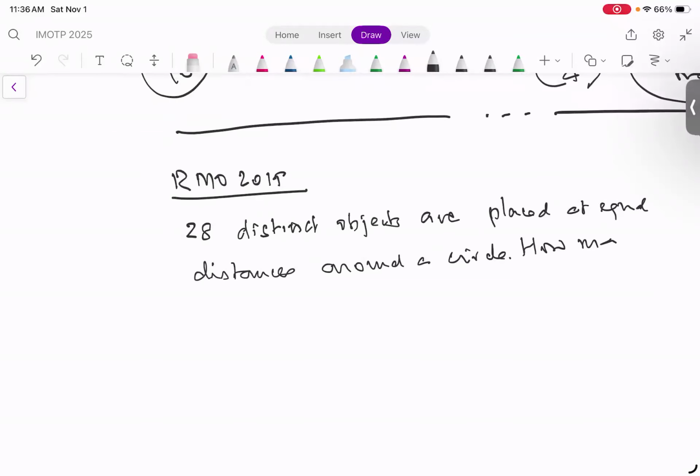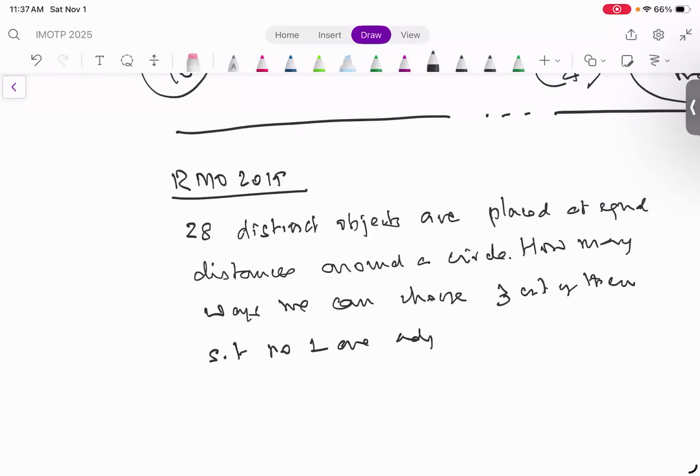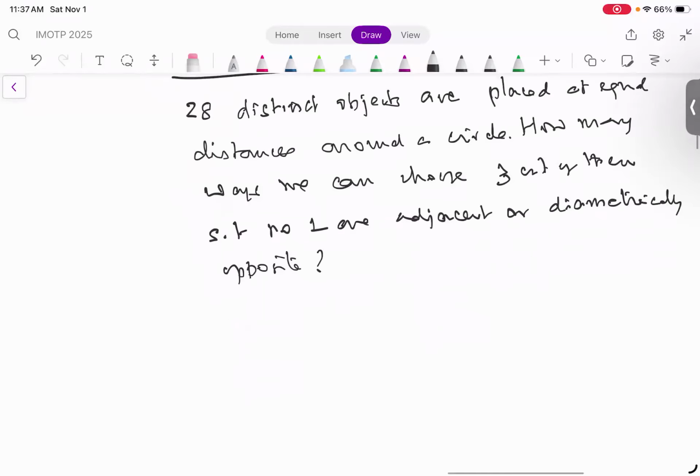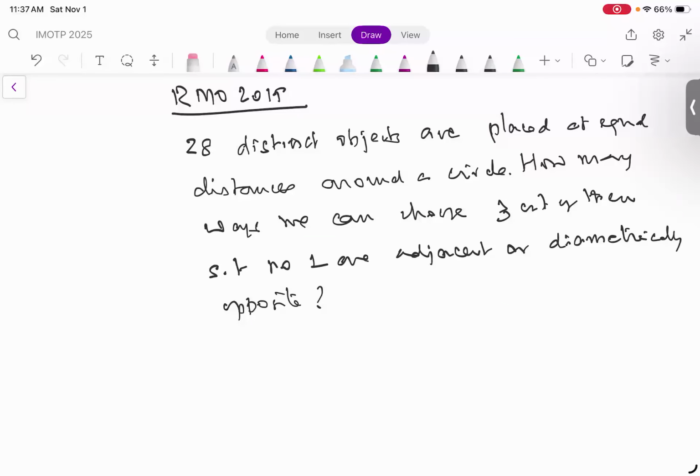How many ways can we choose 3 out of them such that no two are adjacent or diametrically opposite? So how many ways can I choose 3 out of the 28 objects around a circle such that no two are adjacent and also not diametrically opposite? If I choose one, I can't choose the diametrically opposite one also. The remaining I can choose anywhere.